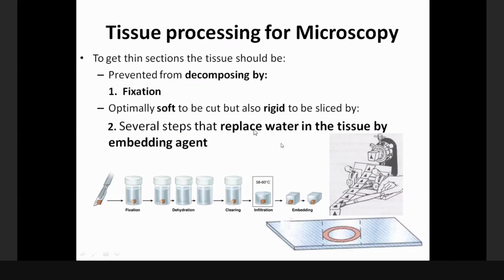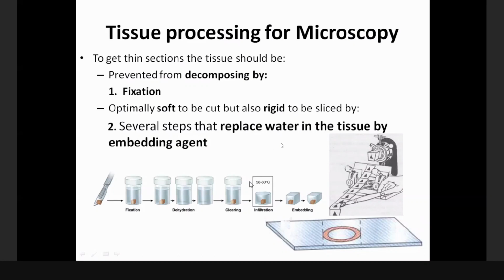First of all, the reason why our tissue is not rigid enough to be manipulated is because it's full of water. We have in our body a large amount of water. So we have to remove the water and then replace it by another media. So that's what I'm going to show you in a series of steps of tissue processing.